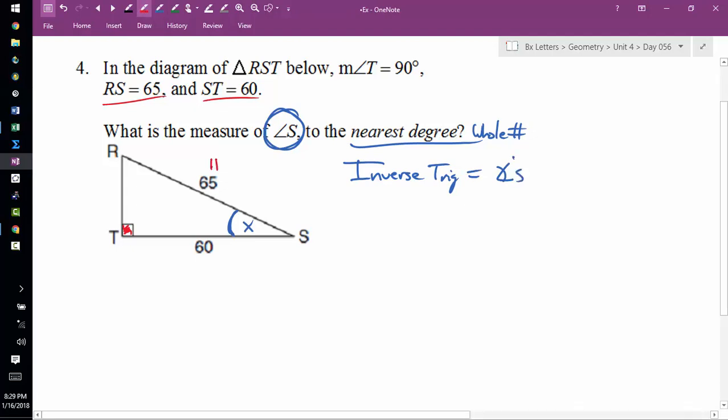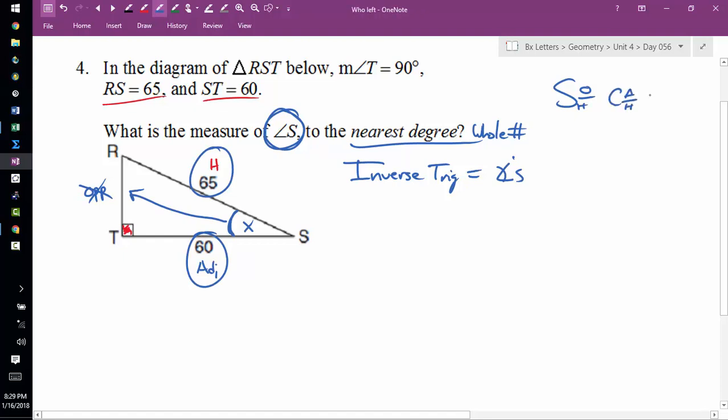We're going to start by labeling the hypotenuse, right? That's opposite the 90-degree angle. Then we're going to find the opposite of our reference angle, which we're not using in this problem, and the adjacent. So here we're using the adjacent and hypotenuse.